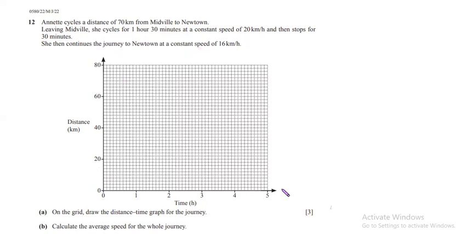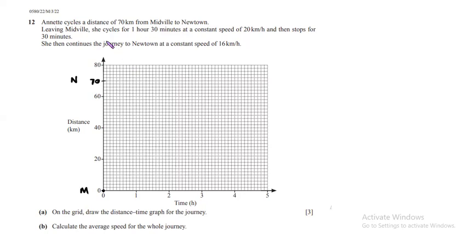The first step is to complete the grid, that is, to draw the distance-time graph on the grid. To do this question, now she goes from Midville to Newtown, which is, she cycles a distance of 70 kilometers, which means Newtown is 70 kilometers away from Midville, which means this is where she's going to start. So this is Midville, I'll label it as M. 70 kilometers is going to be here because this is 60, this is where 70 is. This is where Newtown will be.